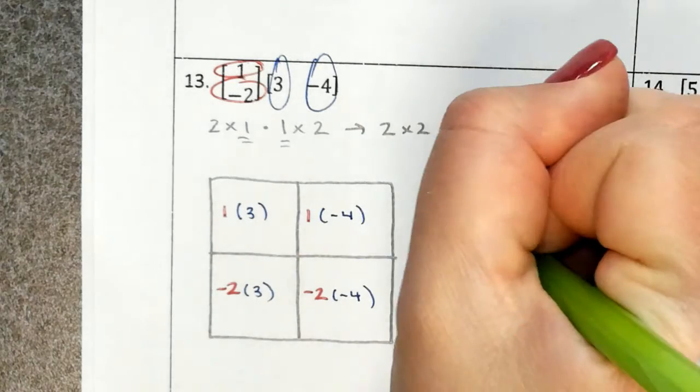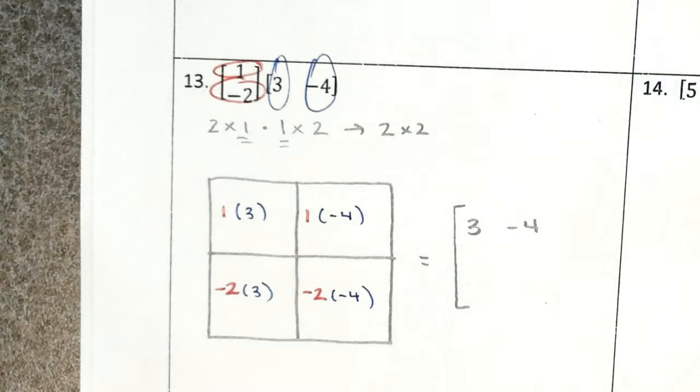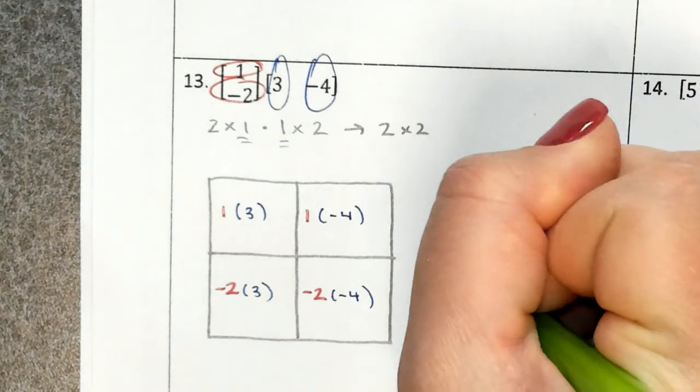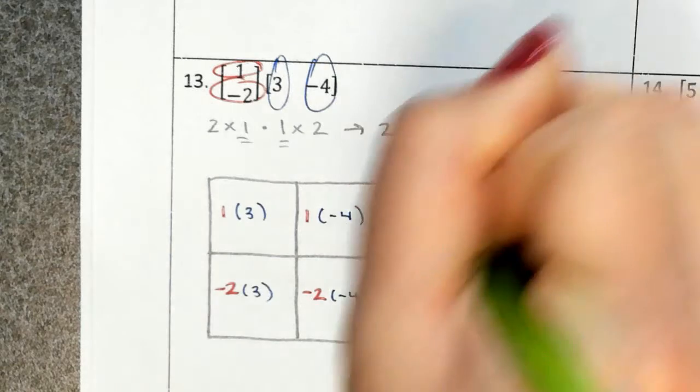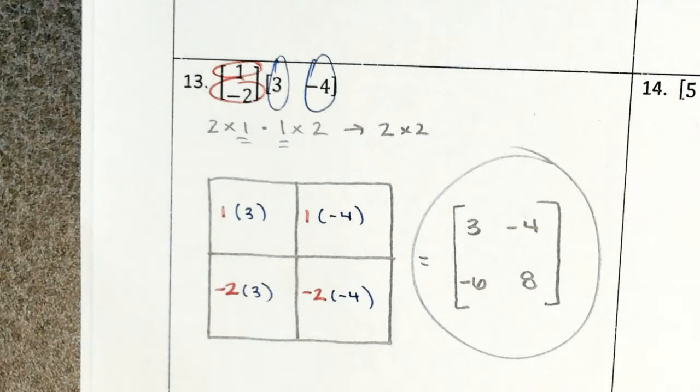3 times 1 is 3. 1 times -4 is -4. -2 times 3 is -6. -2 times -4 is a +8. And that there is my answer. Are we okay with that one?